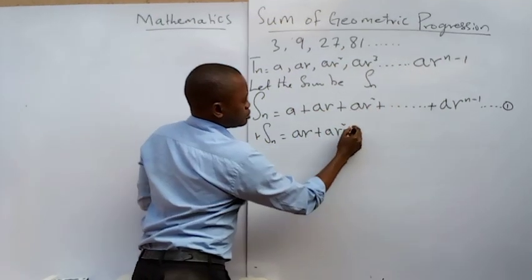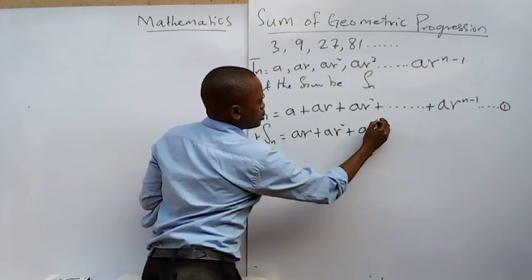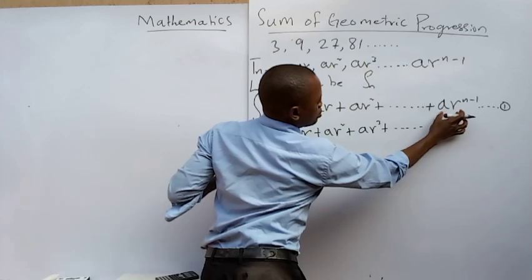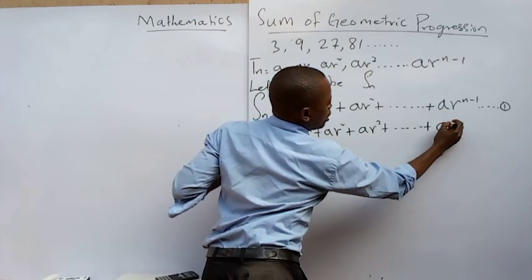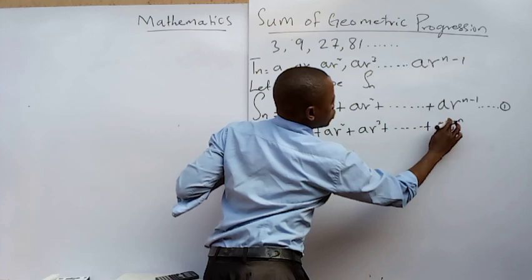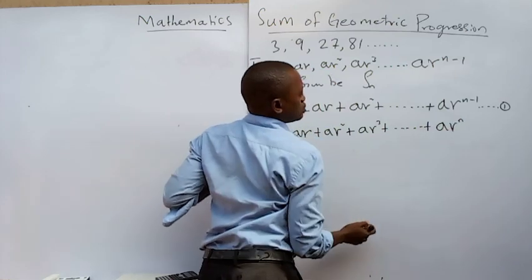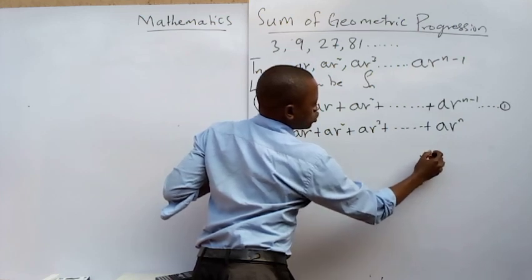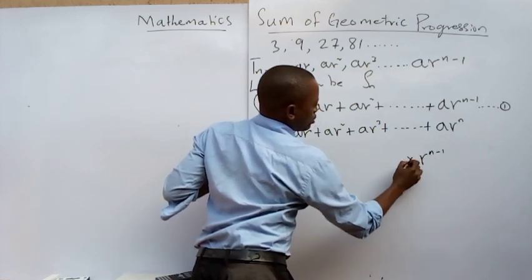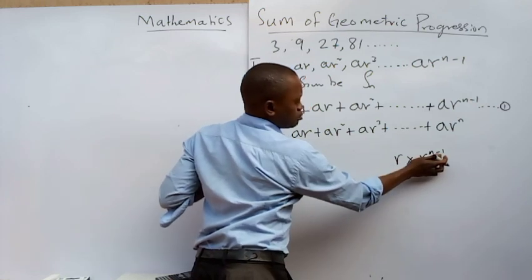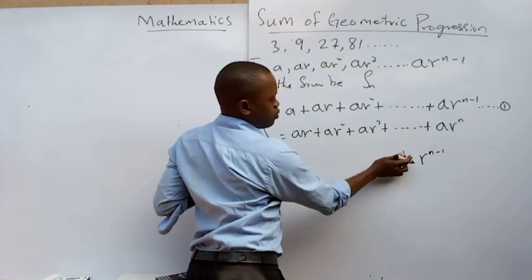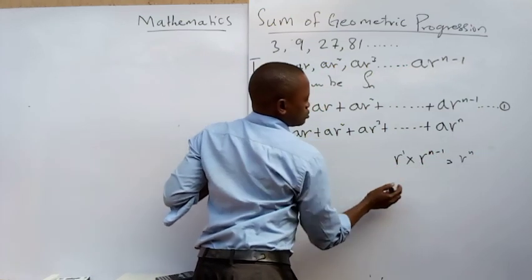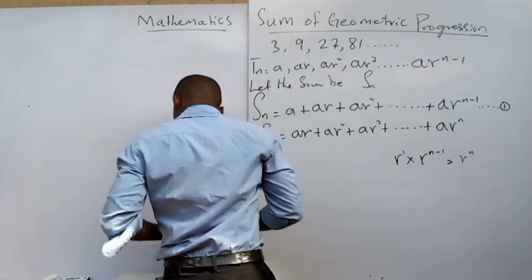R times R here, this will become AR raised to the power 3, plus it will continue. When R multiplies here, what will remain will be AR raised to the power n. I'm sure you know the implication of multiplying R raised to the power n minus 1 by R: the minus 1 will be removed, it is 1 raised to the power 1. So this will clear this. What will remain is R raised to the power n. I'm sure you will get that clearly.